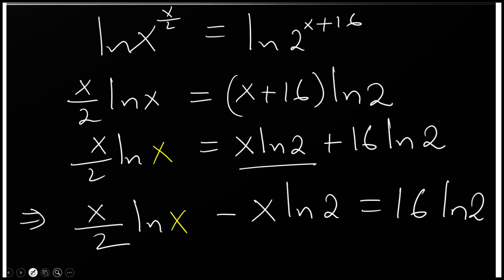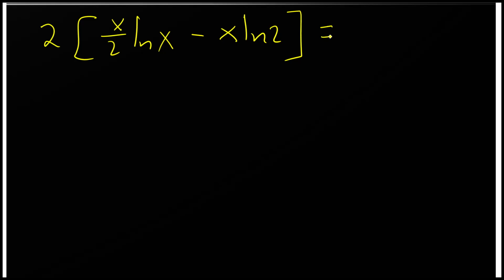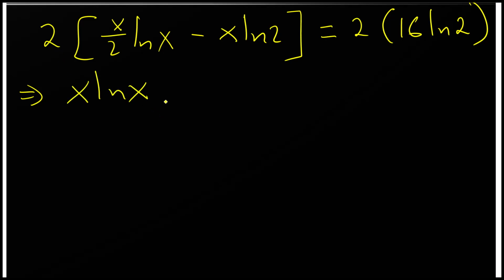So equals 2 times 16 ln of 2. You want to balance it like this. The idea is to get rid of this fraction. Okay, so 2 times that will cancel. So that will be x ln of x minus 2x ln of 2 equals 32 ln of 2.